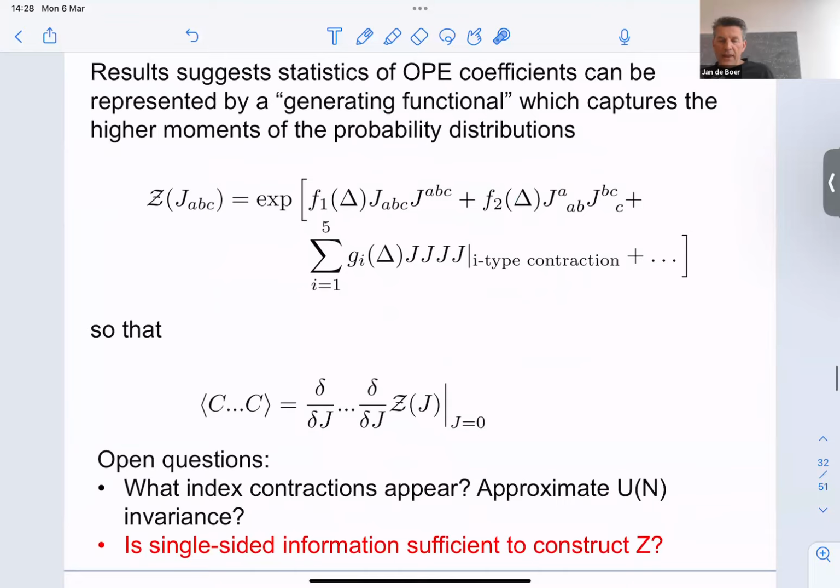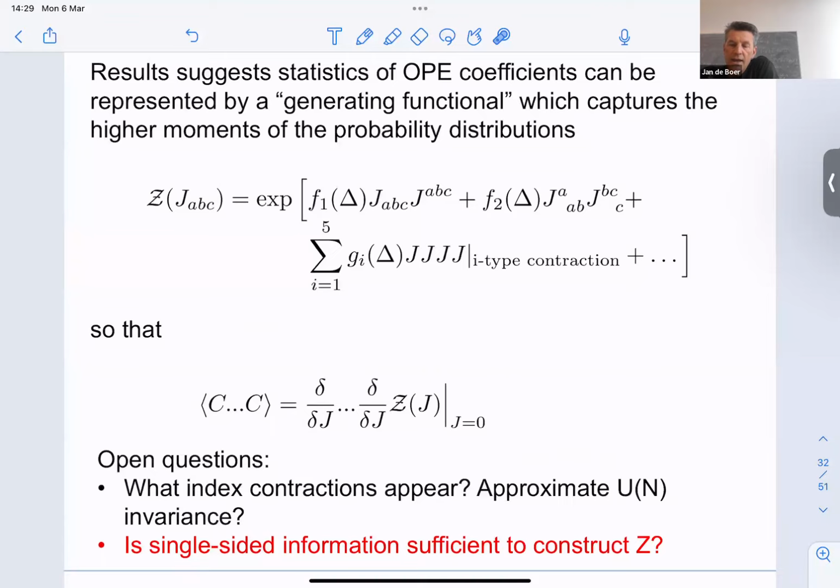Now, you can use all your low energy information, correlation functions of light operators in a theory, genus one, genus two, finite temperature, et cetera. All your information can be input in a generating functional Z of OPE coefficients, J of J's, in such a way that correlation functions, because we're making a statistical model, statistical models have correlation functions. And these correlation functions look like some correlator of a bunch of C's is equal to this generating functional. You differentiate it with respect to the sources, and then you put J equals zero.